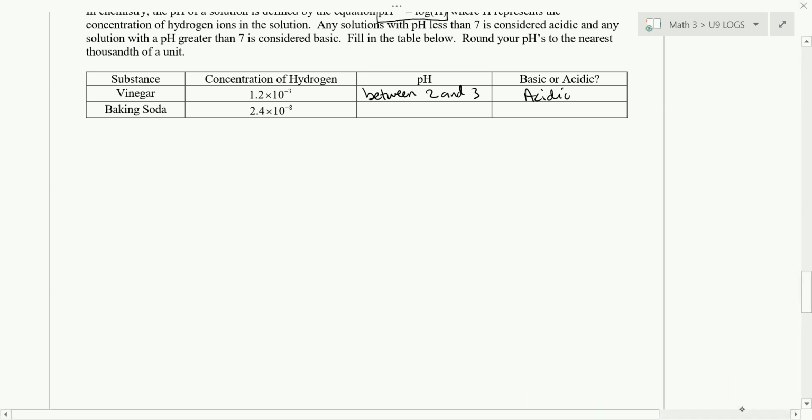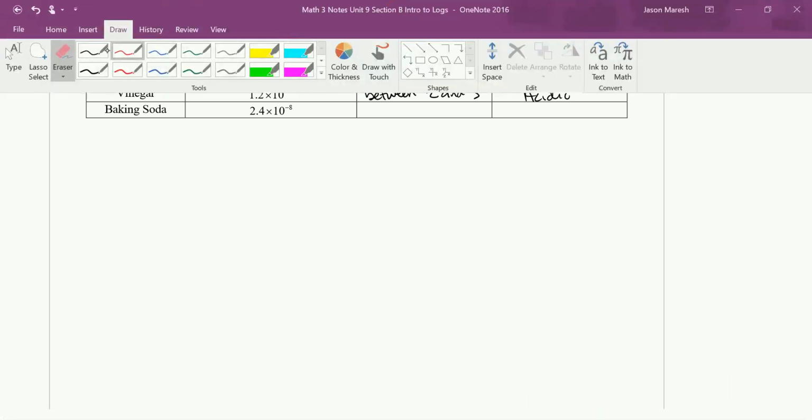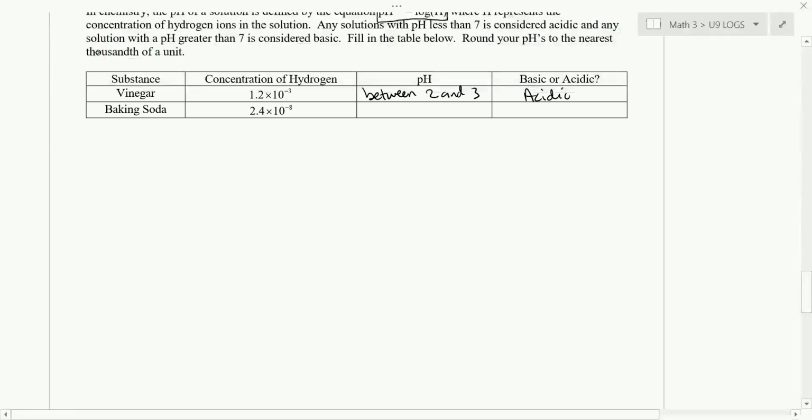Okay, let's take a look at baking soda now. Did you guys get an answer? Between what and what? Not sure? Maybe. Okay, let's check. So first, they tell us the hydrogen level or concentration of hydrogen in baking soda is 2.4 times 10 to the -8. So your first job is to find out how many decimal places this is.